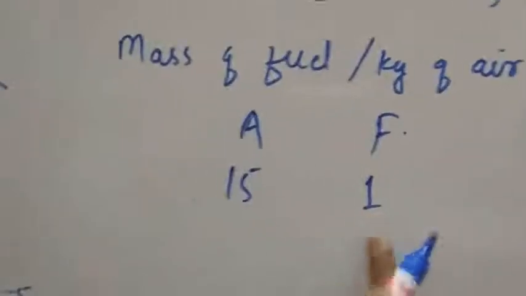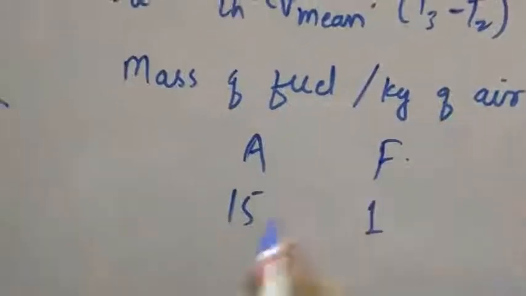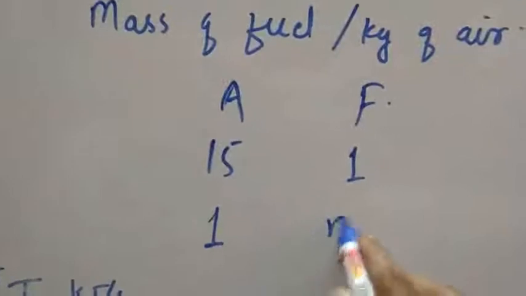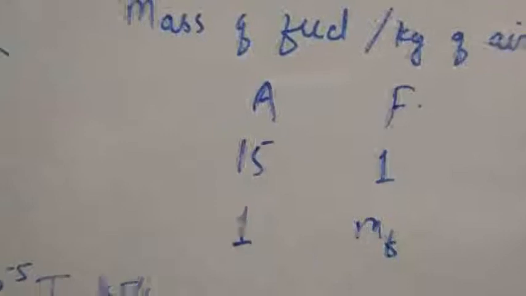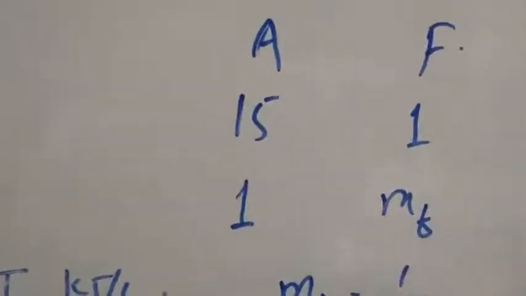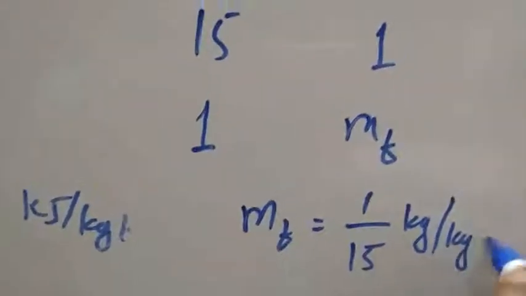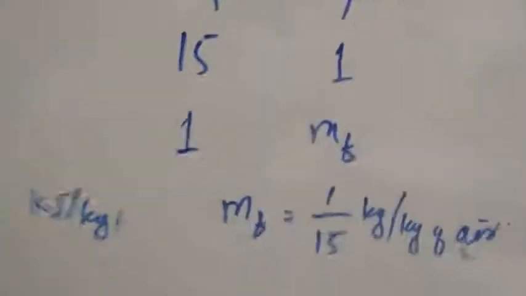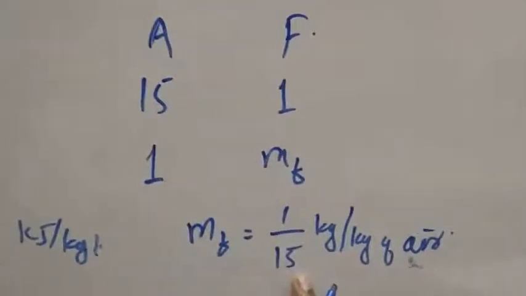Now if I want to get the mass of fuel per kg of air, it means I need to have air as 1 kg. In that case, what will be the mass of fuel, that is MF? Do the cross multiplication. We will get the mass of fuel as 1 by 15 kg per kg of air. So now we have the mass of fuel per kg of air.